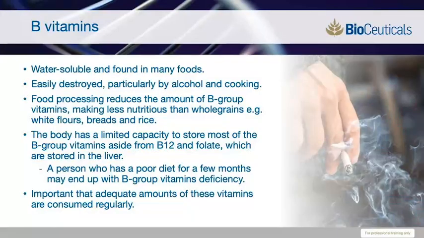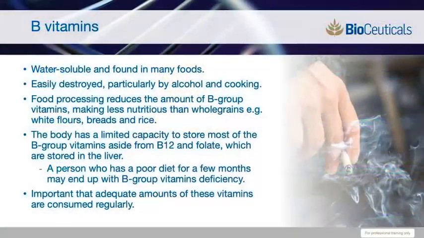Getting to the end, we know that B vitamins are water soluble and they're found in many foods, but they're easily destroyed. So I've talked a lot about supplements, but we know we need to educate our patients about the food they eat. Food processing reduces the amount of B group vitamins, making them less nutritious than whole grains. Think about people eating white flours and white rice. Teach them about whole grains if they can tolerate grains. The body has a limited capacity to store most of the B group vitamins aside from B12 and folate.